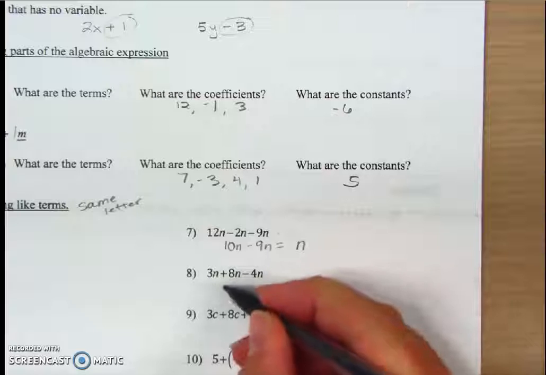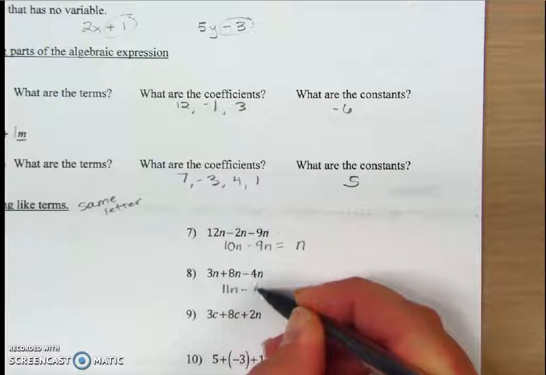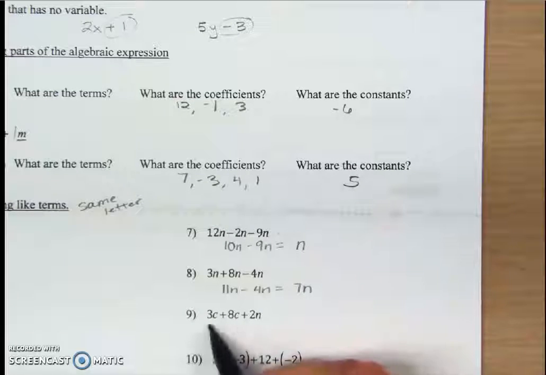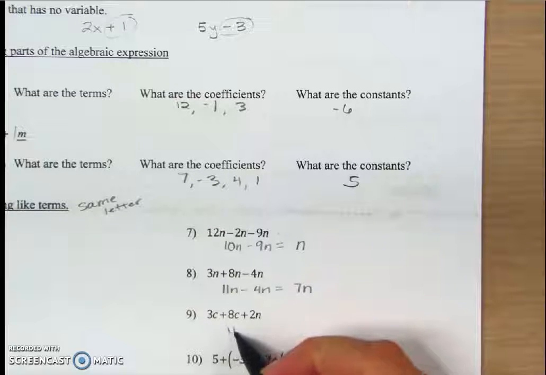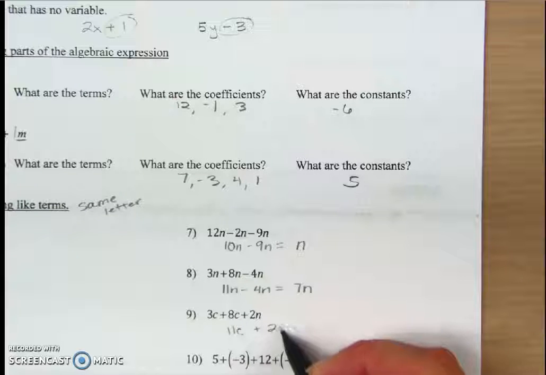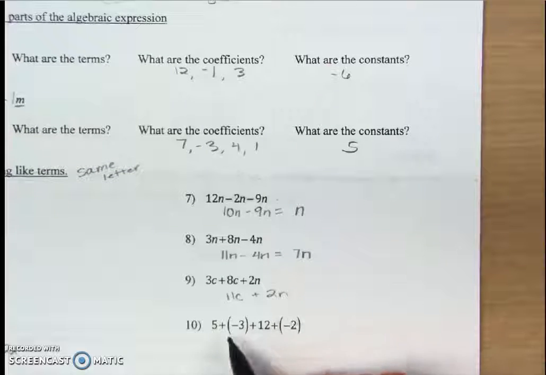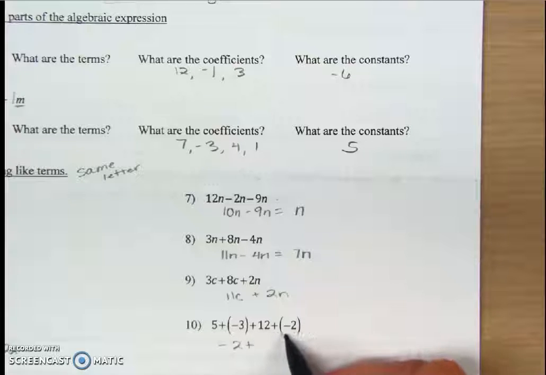3n plus 8n is going to be 11n's minus 4n's, and 11 minus 4 means I'm going to have 7n's. 3c plus 8c is 11c plus 2n. Oh, I can't combine those together because they're not the same letter. Number 10, 5 plus negative 3 I know is negative 2, plus 2. 12 plus negative 2, I'll combine those together. Remember, commutative means I can combine in any order I want. 12 plus negative 2 is going to be 10. And negative 2 plus 10 is going to be 8.